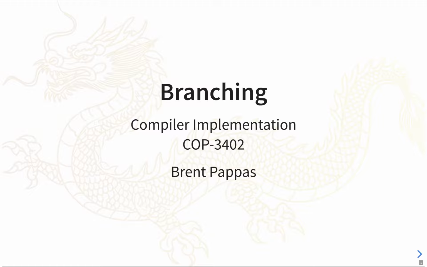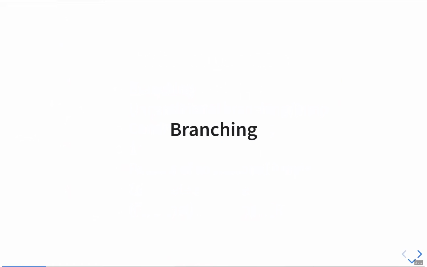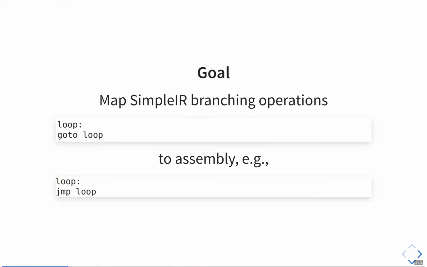Today we're going to be reviewing branching instructions and how you can translate go-to statements in your simple IR programming language into jump statements in assembly. So first of all, branching. What do we mean by branching? Well, our goal for this lecture is to review, help you understand and be able to do this yourself, how to translate labels and go-to statements in simple IR into labels and jump instructions in assembly. And as you can maybe see here, unconditional jumps like this are going to be pretty easy to translate.